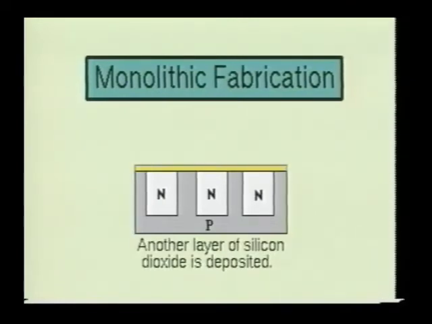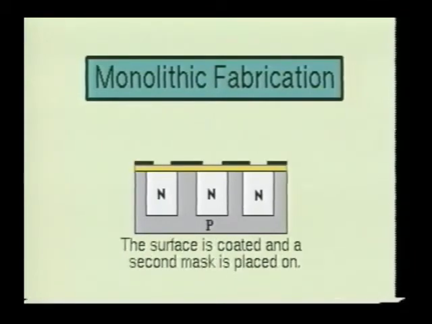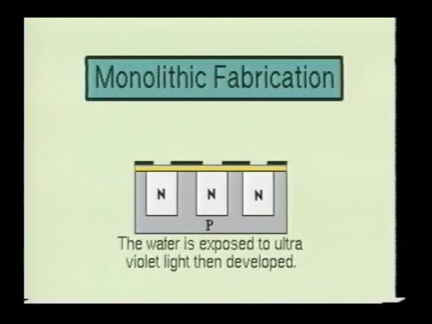Next, another silicon dioxide film is formed on the surface of the wafer. The surface of the wafer is once again coated with a photosensitive emulsion, and a second mask is placed onto the wafer. After the second mask is in place, the wafer is exposed to ultraviolet light. The wafer then goes through another developing process which hardens the areas not exposed to the light.